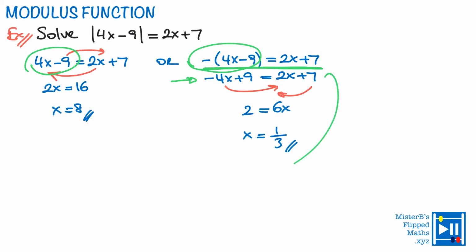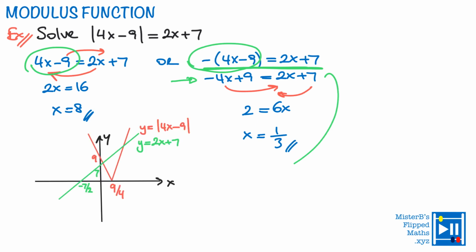And then you can just solve this linear equation as you wish, showing as few steps as possible, like this one. Now, graphically speaking, this is what we've found. We found the intersection points of these two graphs, y equals absolute value of 4x minus 9 and y equals 2x plus 7. So this value is 1 over 3 and this value is 8. So this is what we have found, graphically speaking.